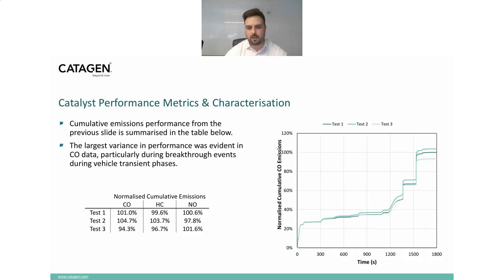And I'll explain this on the next slide, but this can be linked to the breakthrough events that we can see. So during the first, let's say, 20 minutes of the test, we see excellent agreement between the three different tests for CO. And then as we move into the high-speed transient phases, there starts to become a little bit of variation in terms of what our apparent cumulative CO emissions are.